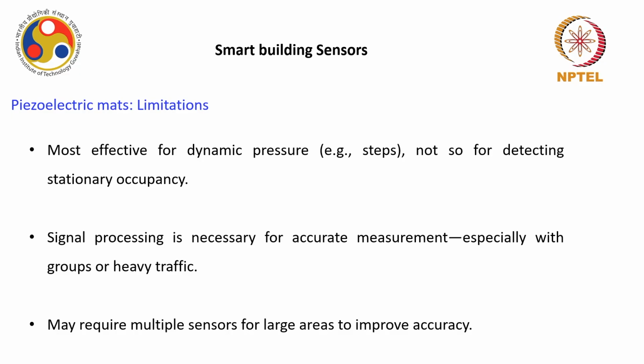However, there are various limitations associated with these piezoelectric mats. Like any other piezoelectric device, they are most effective for dynamic pressure. However, they are not so good for detecting stationary occupancy. Then signal processing is very much necessary for accurate measurement, especially with a group of occupants or heavy traffic of occupants inside a built environment. It may require multiple sensors for large areas to improve accuracy.